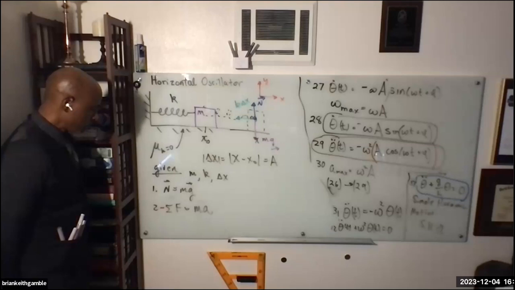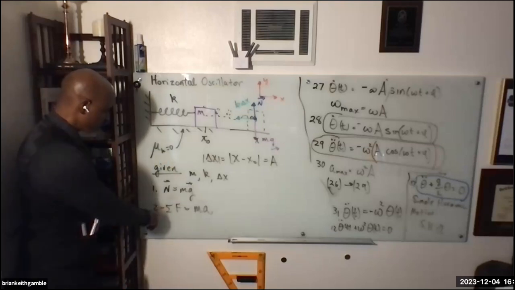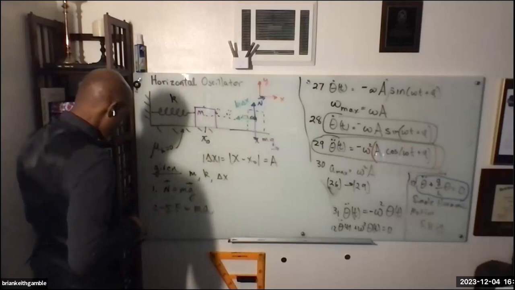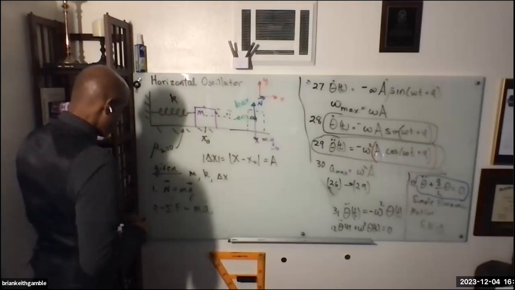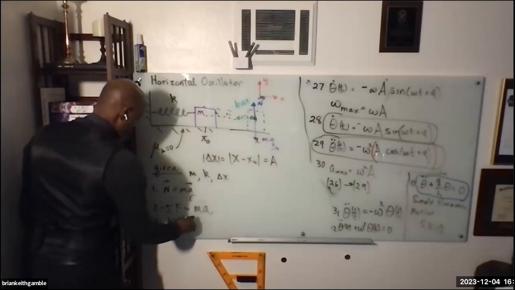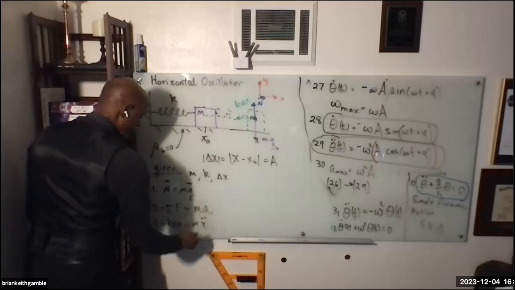I've already taken that into consideration here. That's what that negative sign is, because it's a restoring force. So now I put it in. I have negative k delta x equals m, and now a is just x double dot.